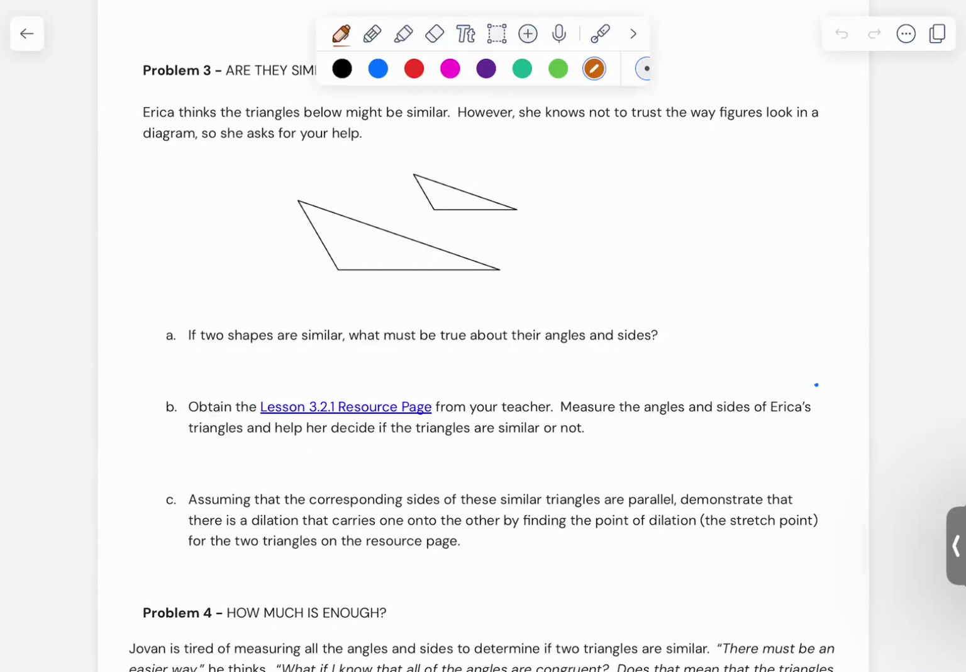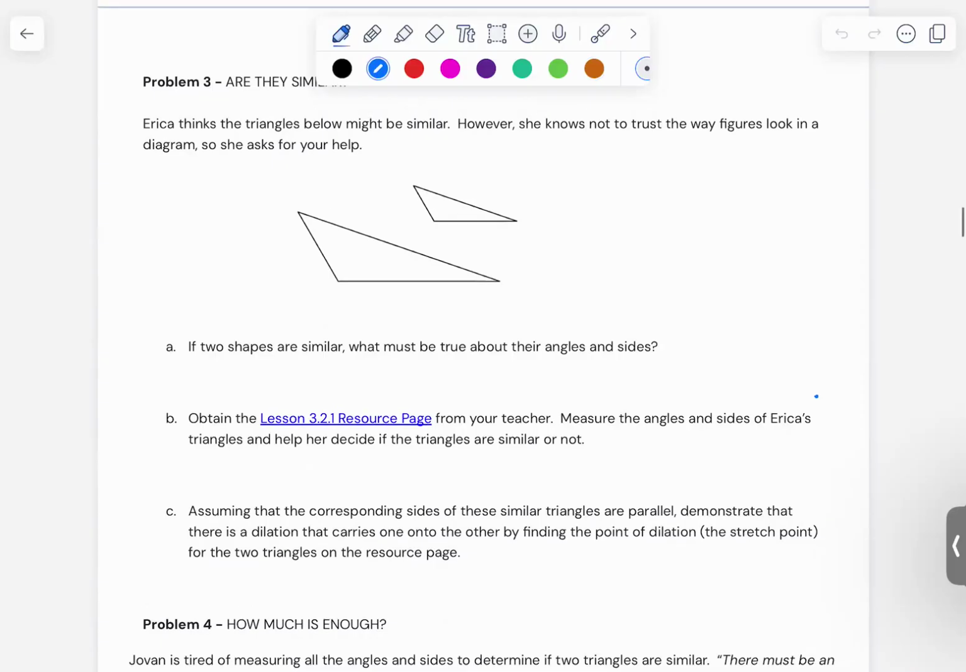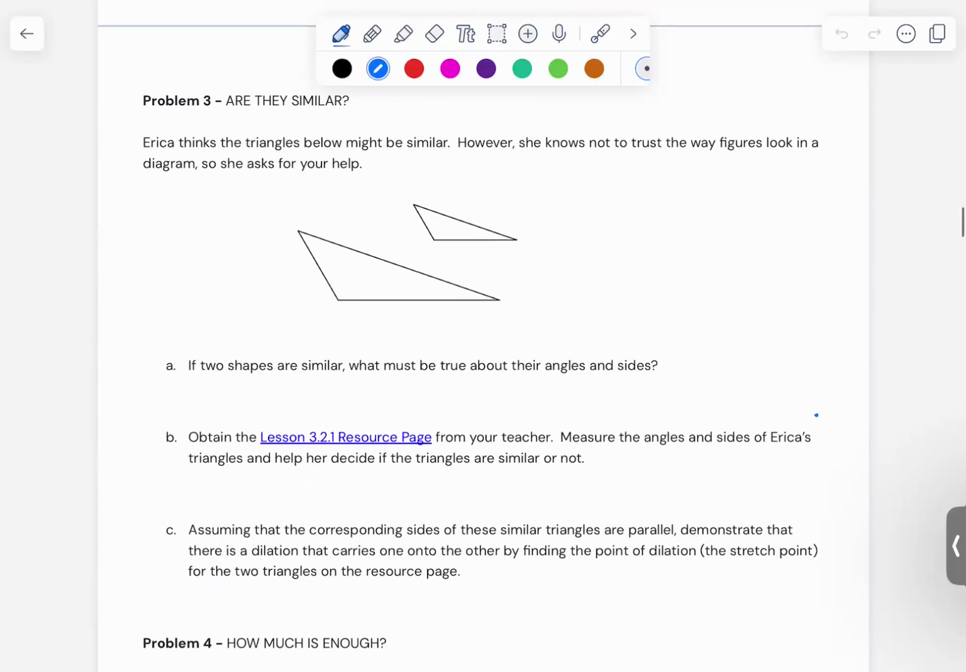For problem 3, looking at this, are these two triangles similar? Go ahead and take a moment, pause this video, read through the problem. Okay, so Erica thinks the two triangles might be similar. However, she knows not to trust the way the figure looks in the diagram, so she asks for your help. A, are the two shapes similar? What must be true about their angles and sides?